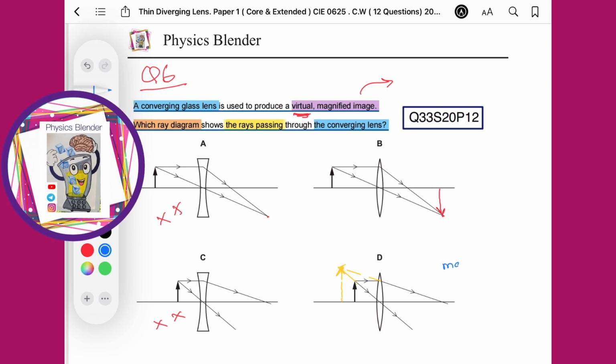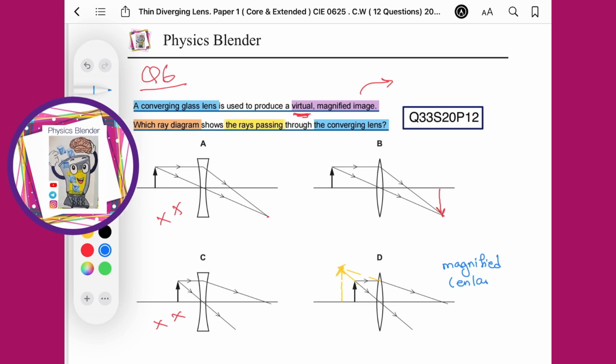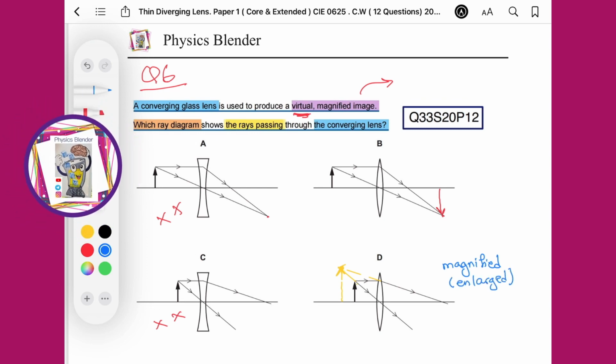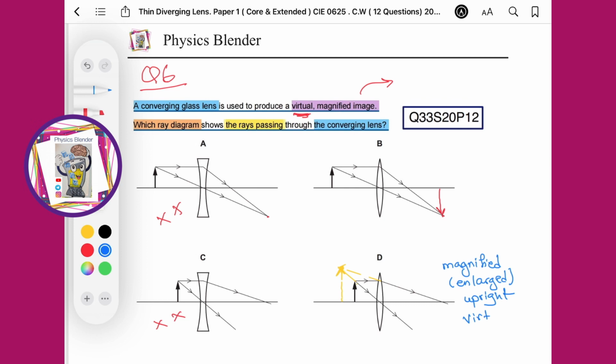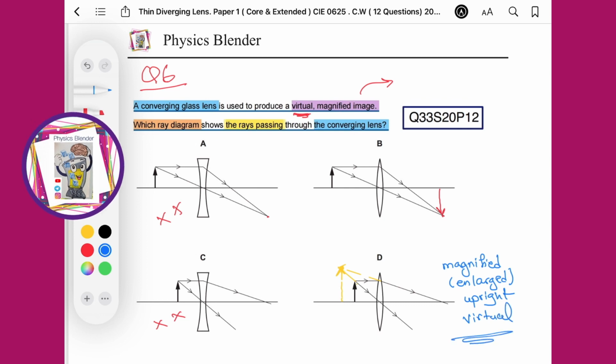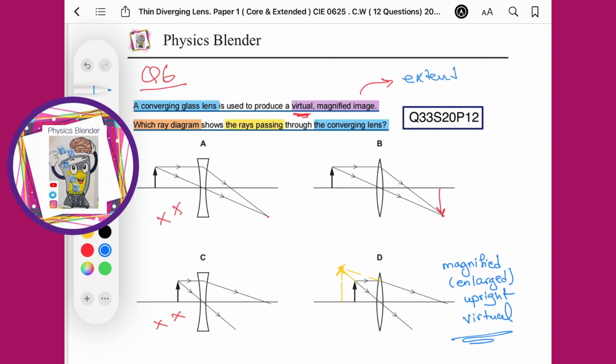So in this case you have a magnified, or what we call an enlarged, image. It's upright and it's virtual. So this is the case of a magnifying glass. Again, guys, it's for extended candidates only.